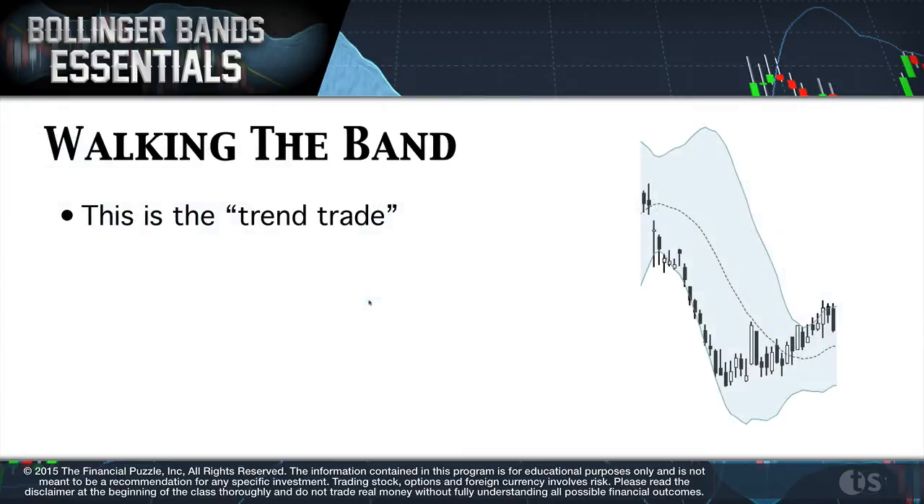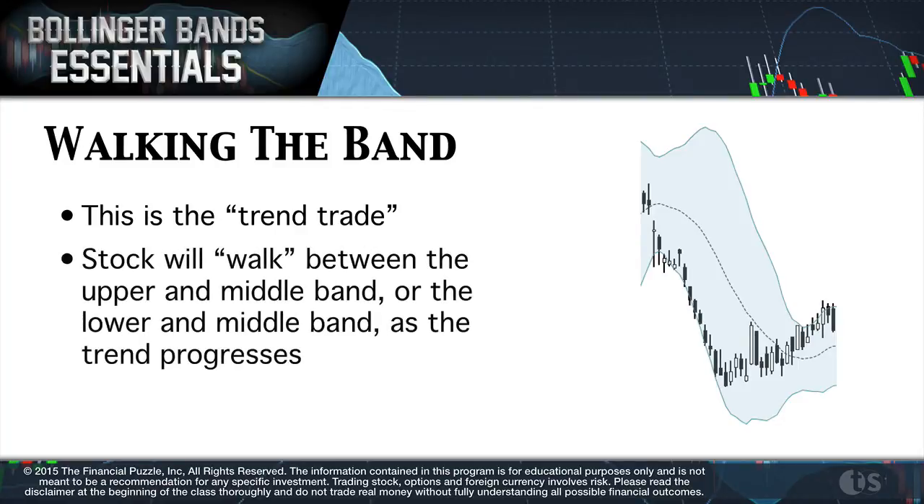Now, the second type of explosive move that we see is what we call a trend trade or walking the band. This is your typical trend trade. You can also see this picture with a moving average trade, but the difference is the relative nature of the band. So here's what happens. When we get into a trend, the stock will kind of walk between the upper and the middle band. Or if it's in a bearish trend, it'll be between the lower and the middle band, such as the one that you see over here on the right side of the screen. And it's going to keep doing that as the trend continues to progress.